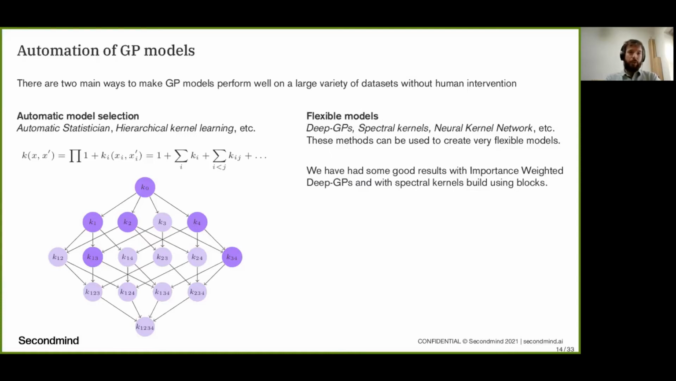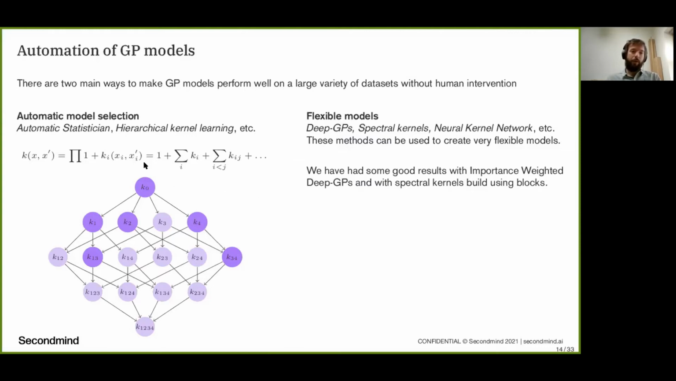Another approach is to look at hierarchical kernel learning. The idea is to have a kernel represented by a graph and to explore a kernel that writes as a sum of elements of this graph. For example, if you take an ANOVA kernel, a kernel that writes as a product of sums of a constant plus a univariate covariance, if you expand this product, you will have a constant plus univariate kernels plus bivariate kernels that are just the product of two of these.